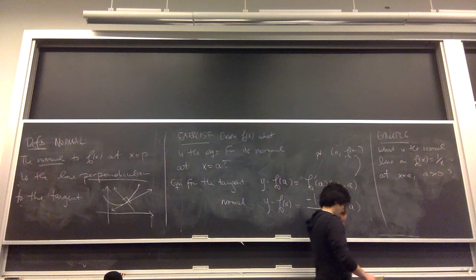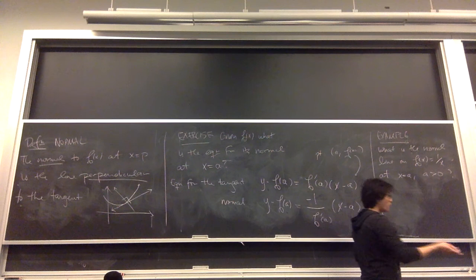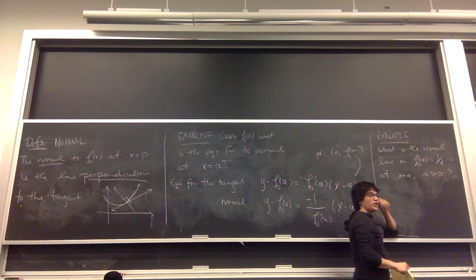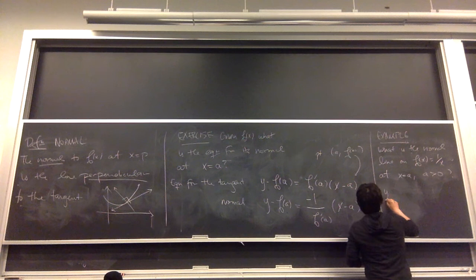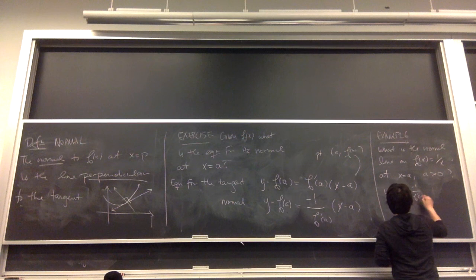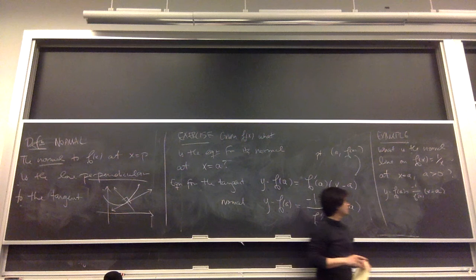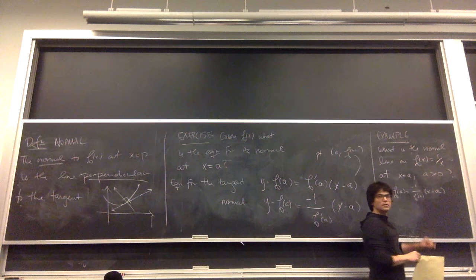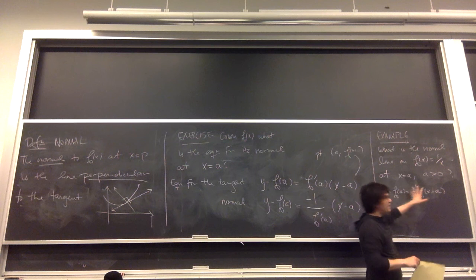Okay, so let's try again to use the point slope formula. I need one point on the line. Can you give me one point on the line? Is it y minus f(a) equals 1 over f prime(a) times (x minus a)? Yes, but not 1 over x. Because the function is equal to 1 over x. Oh yeah, but I'm saying it's the derivative of that.